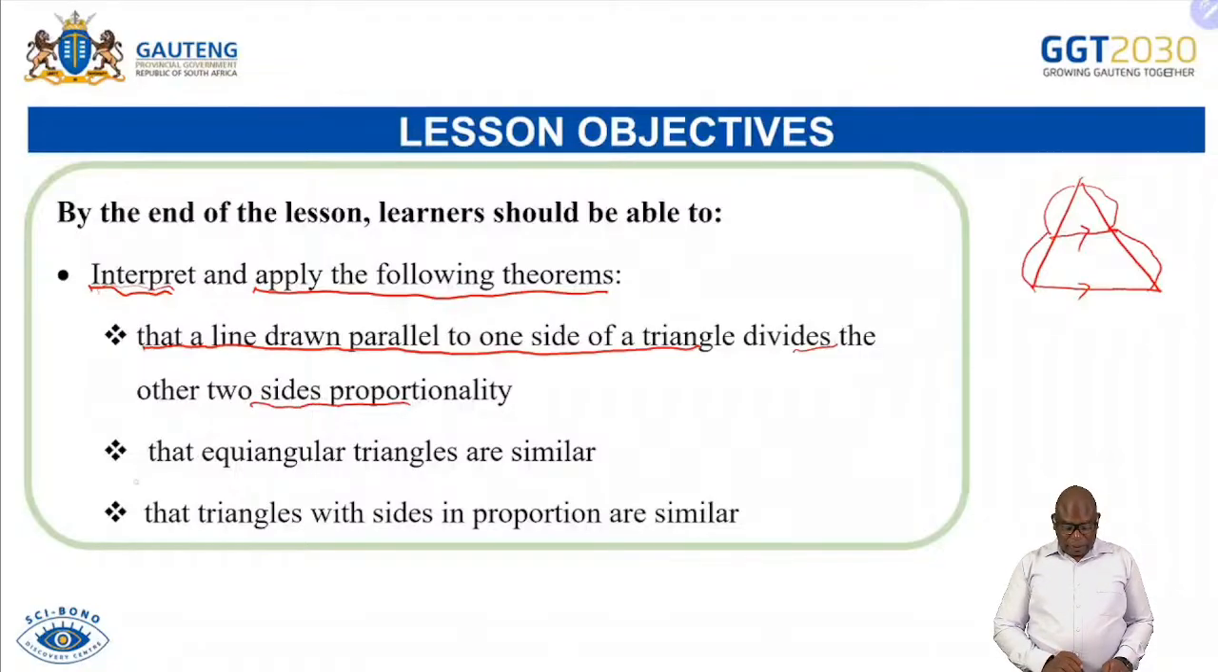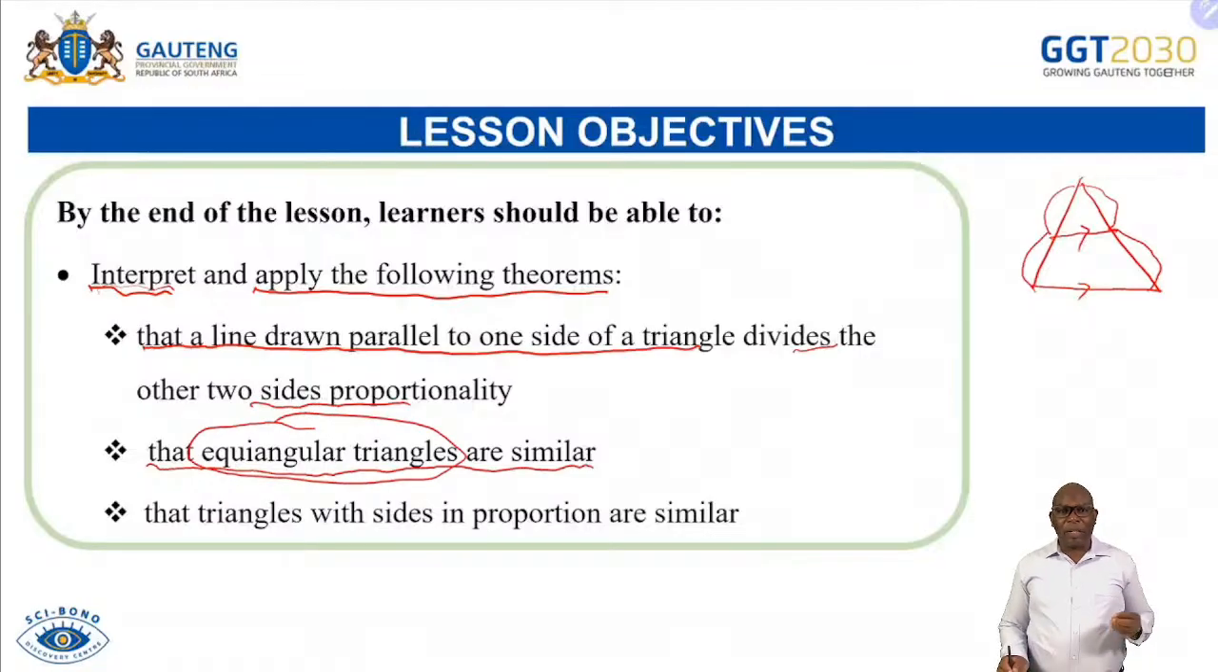At the end of this lesson, we should be able to know that equiangular triangles, so the word describes itself. Equiangular meaning that there are equal angles. So they are similar, right? The equiangular triangles are similar. So in other words, when the two triangles are not equal in size, but the angles are the same, they are equiangular. So therefore, those two triangles will be similar.